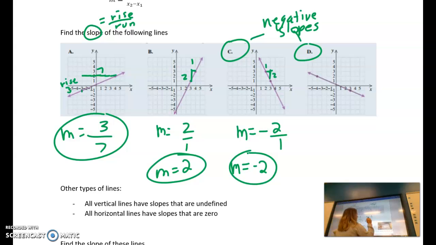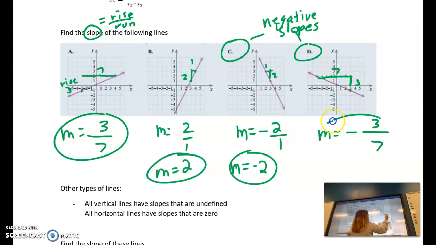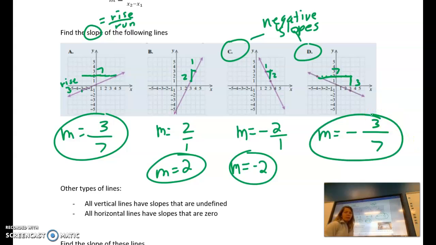All right, last but not least, this line is going down as well, so we automatically know it's negative. So let's go ahead and count. 1, 2, 3 is our rise over 1, 2, 3, 4, 5, 6, 7. So our slope here is negative 3 over 7. Again, why is it negative? Because the line is going down from left to right.